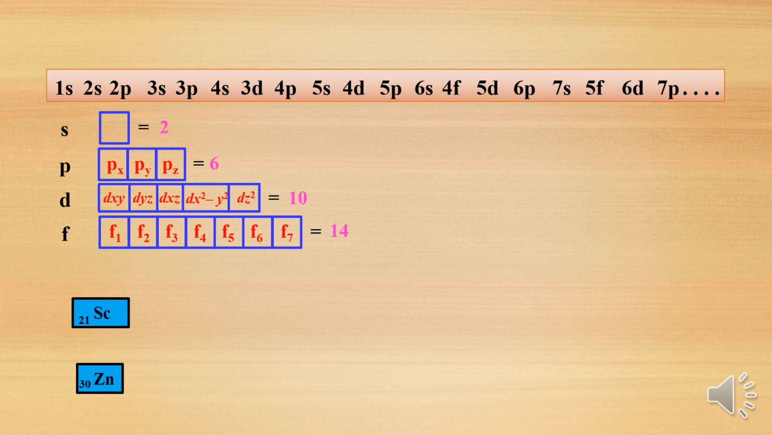Now scandium: you have to write 1s2, 2s2, 2p6, 3s2, 3p6, then 4s2, then 3d1. So 1s2, 2s2, 2p6, 3s2, 3p6, 3d1, 4s2. This is the electronic configuration as usual, which we already write.